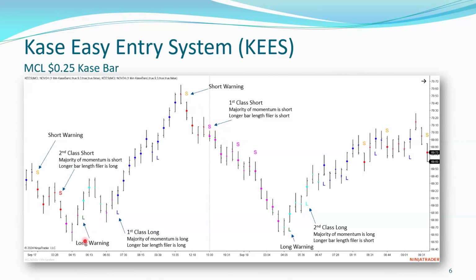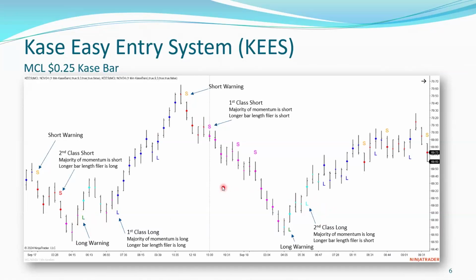So same thing with the long signals. We have a long warning signal here, the green, and then we have a first class long with the darker blue L. That's telling us that the majority of momentum is long. Longer time frame filter is also long. And then we have the second class.